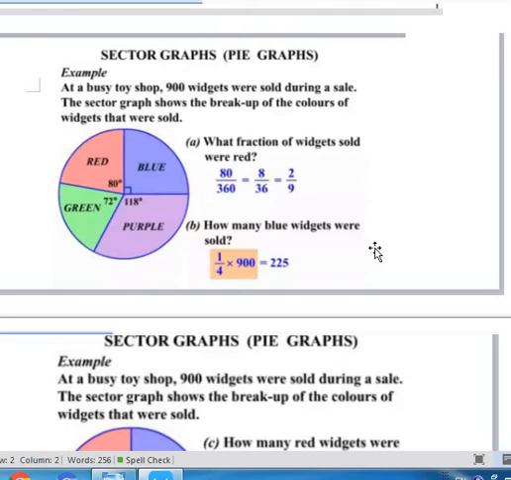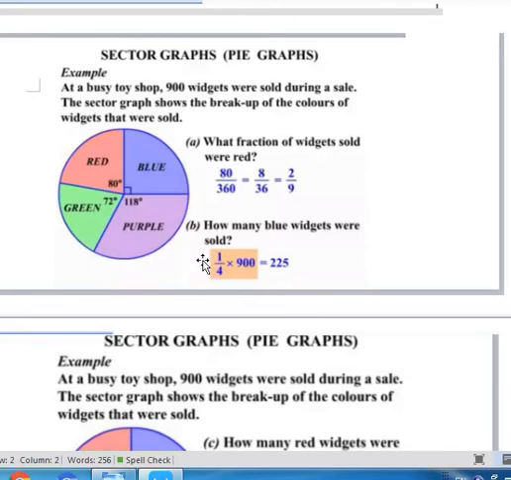How many blue widgets were sold? Blue. Okay, focus with me. I need now to know how many widgets. I don't say here what fraction. I need the number of blue widgets. Let's see together the blue widgets here. The total of the widgets here is what? It is 900. Okay, the total is 900. And do you know that in my circle, this is what? This is 90 degrees. I can say 90 degrees over 360.